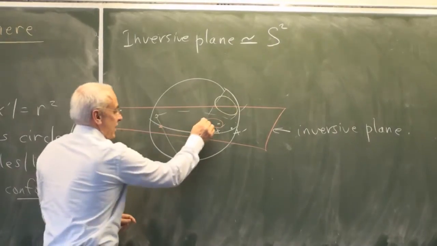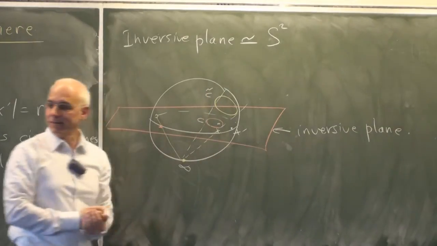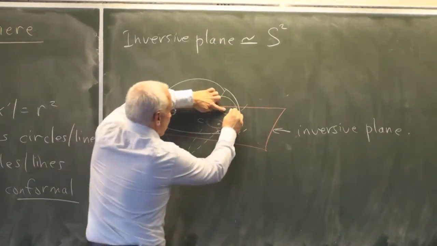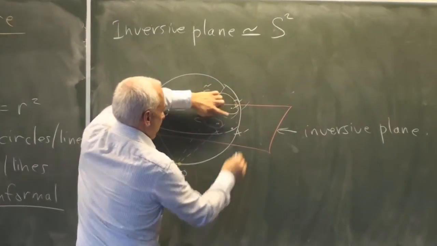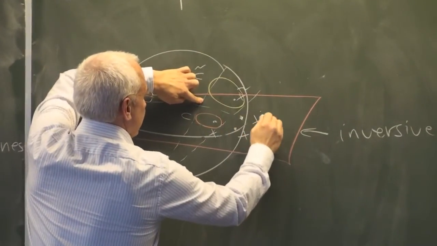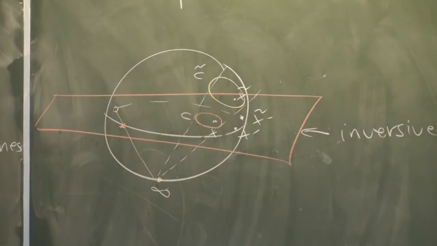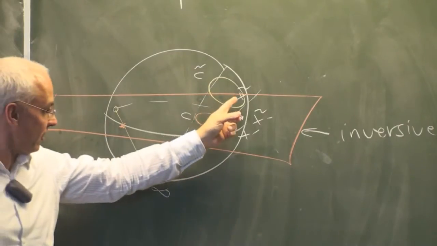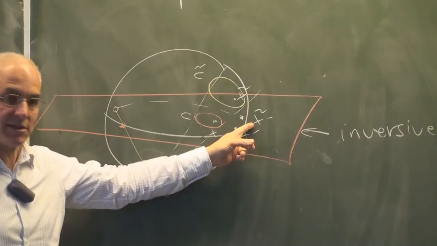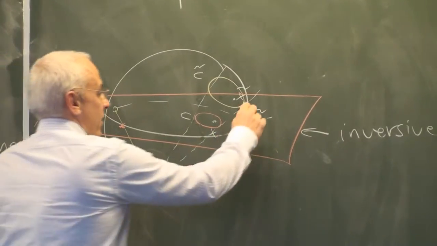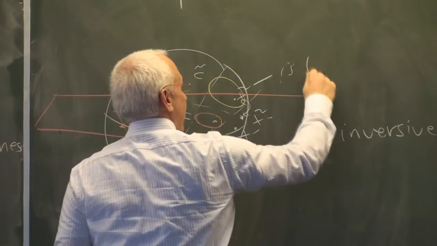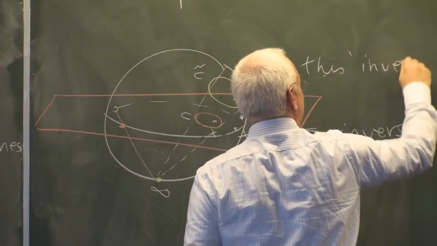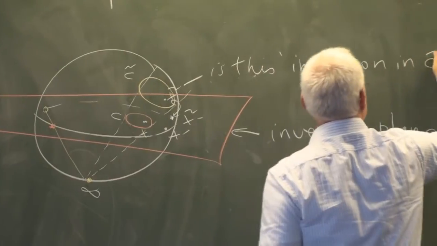This circle here, let's call it C, gets sent to this circle here, let's call it C tilde. x gets sent to, say, point x tilde, and x prime gets sent to some other point on the sphere, say x prime tilde. So a natural question is: is there some idea of inversion in a circle on the sphere that starts with x tilde and sends us to x prime tilde? So, is this inversion in C tilde?